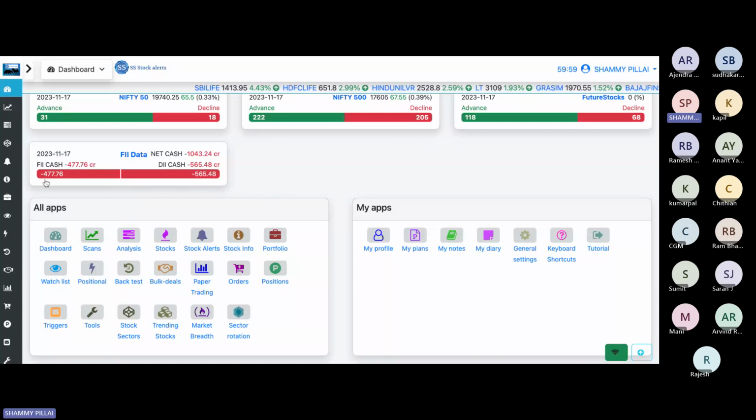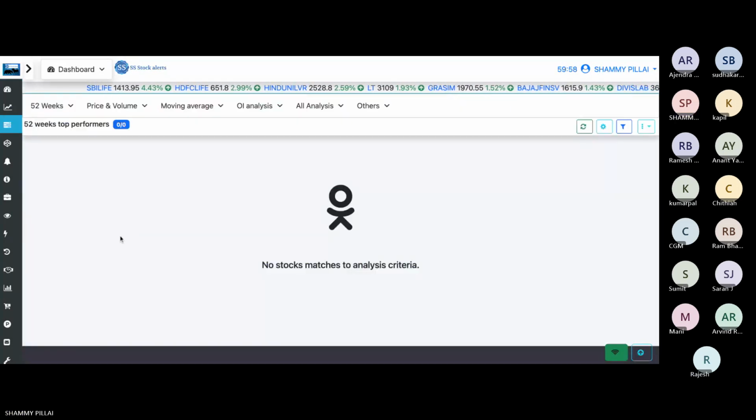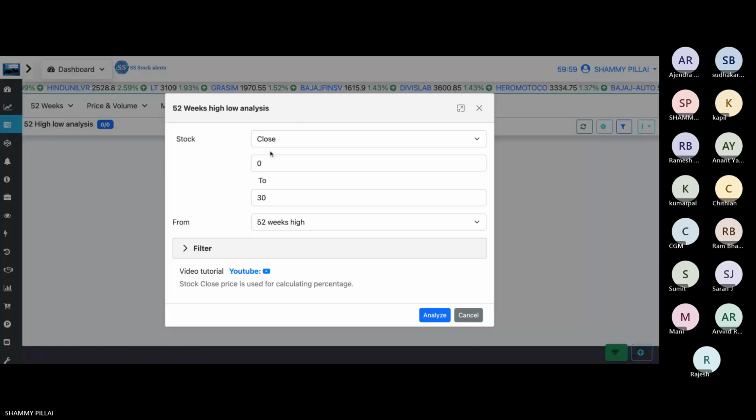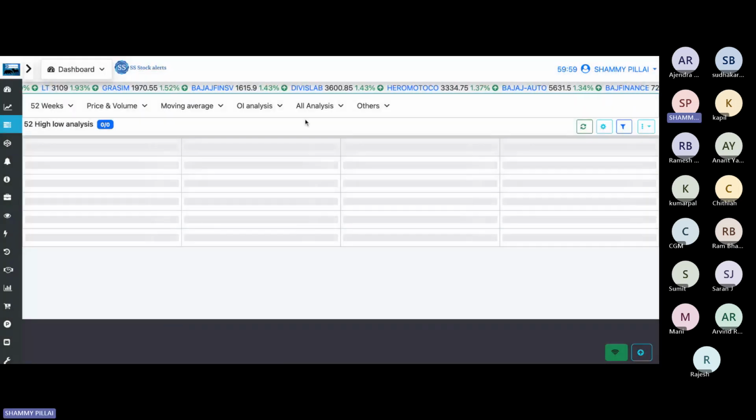Basically, it starts from our analysis. This has got 1, 2, 3, 4, 5, 6 tabs. Now these are very important tabs. The first one is high-low analysis. Basically, this will give you all the stocks which are very near or which are at 52-week high or low for your daily trading analysis.